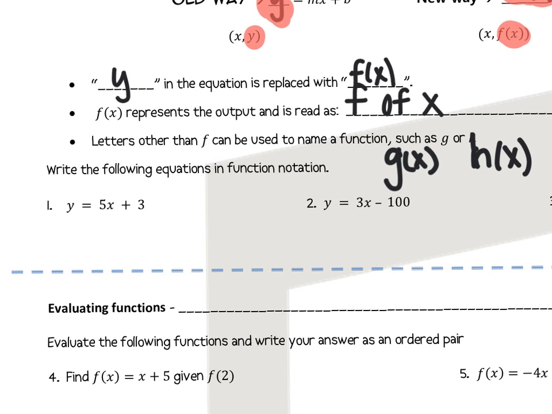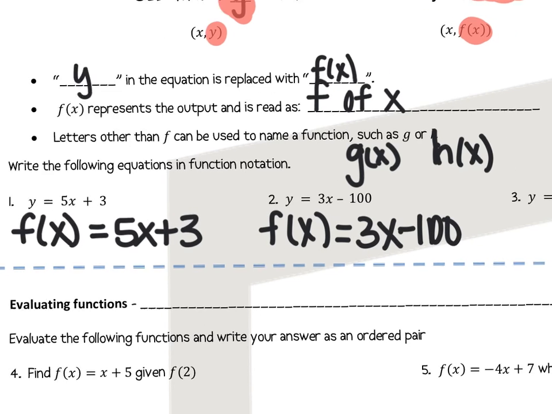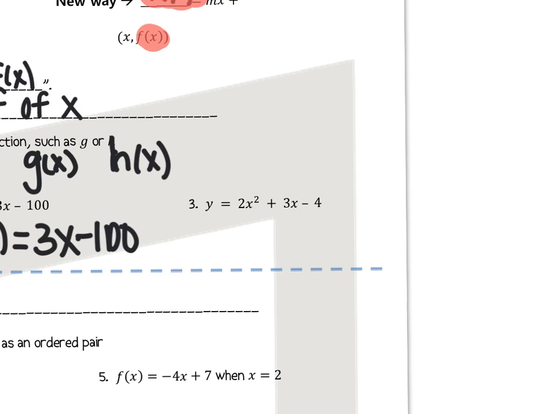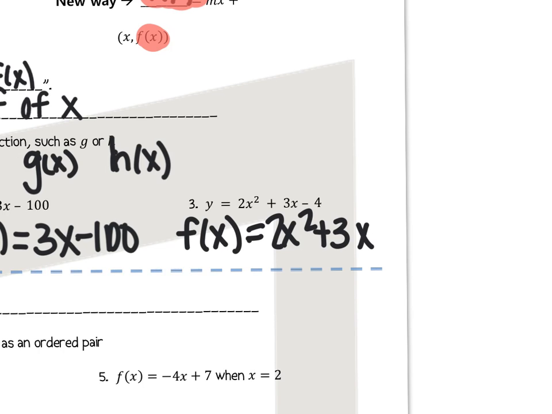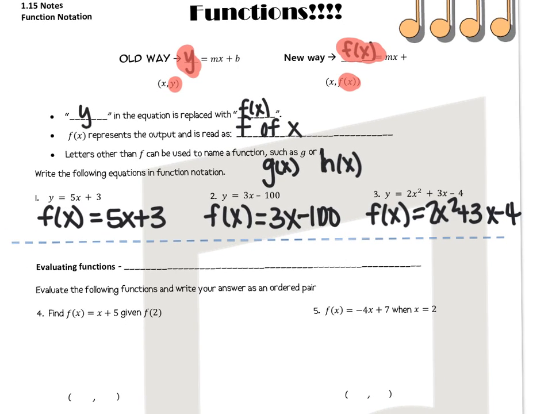So if we need to write the following in function notation, well, y equals 5x plus 3 is going to become, in function notation, f of x equals 5x plus 3. And y equals 3x minus 100 would become f of x equals 3x minus 100. And y equals 2x squared plus 3x minus 4 is going to become f of x equals 2x squared plus 3x minus 4. So notice it's the same every time. All we did was we replaced that y with f of x in each of these. So y became f of x.